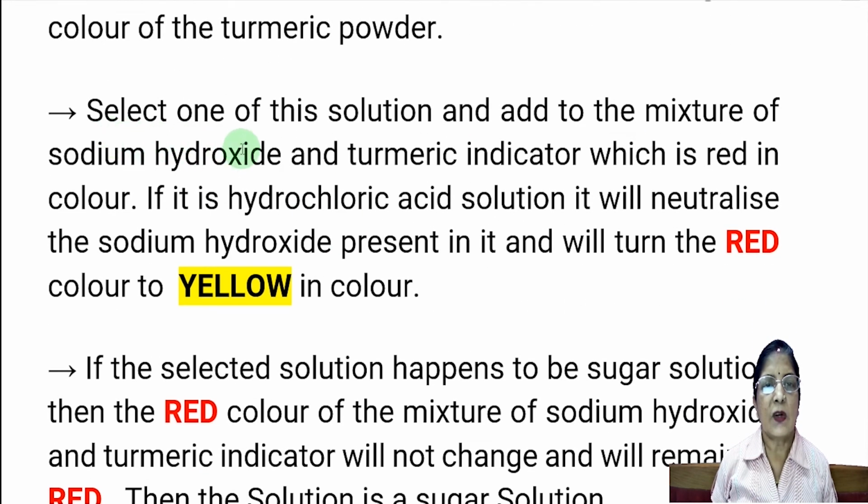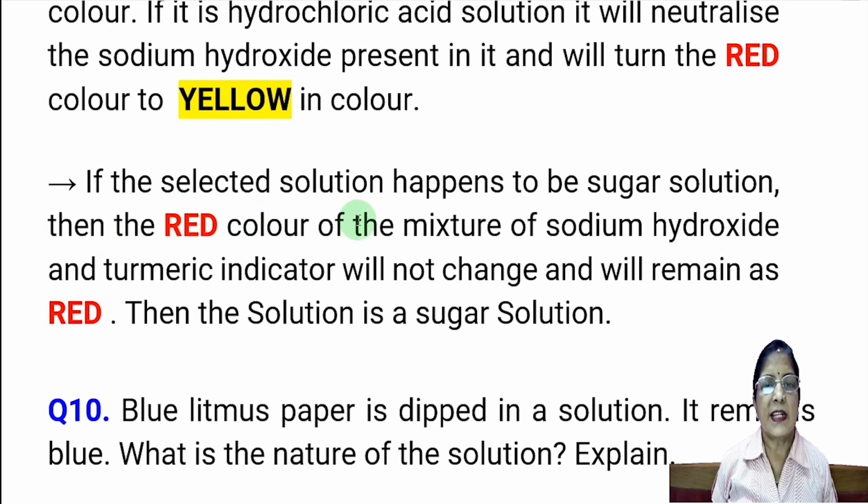Next step, select one of these solutions and add it to the mixture of sodium hydroxide and turmeric indicator which is red in color. If it is hydrochloric acid solution, it will neutralize the sodium hydroxide present in it and will turn the red color to yellow. Next step, if the selected solution happens to be sugar solution, then the red color of the mixture of sodium hydroxide and turmeric indicator will not change and will remain red. Then the solution is a sugar solution.